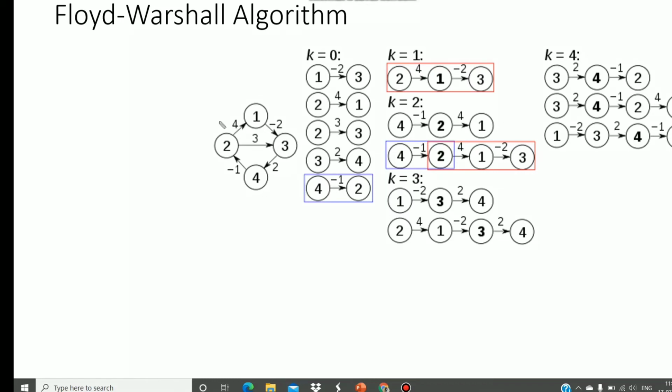Hello friends, in this video I will be explaining the Floyd-Warshall algorithm. So this is an all pair shortest path algorithm.